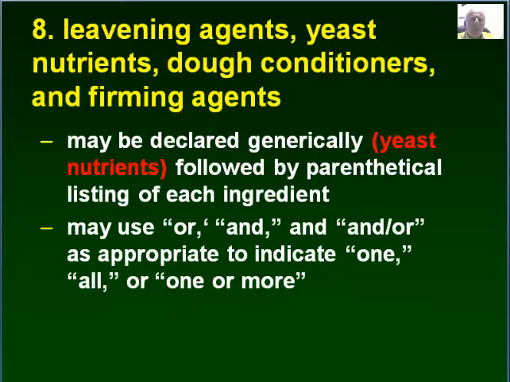Again, many products certainly use leavening agents. They may be declared generically as leavening agents or yeast nutrients, and then you would follow that by a parenthetical listing of each of the ingredients. So if you're using sodium bicarbonate and other leavening agents, yeast itself, that's one way to do it, and you may use "or" and "and/or" as appropriate to indicate that one, all, or one or more of these particular leavening agents are included in that particular product.